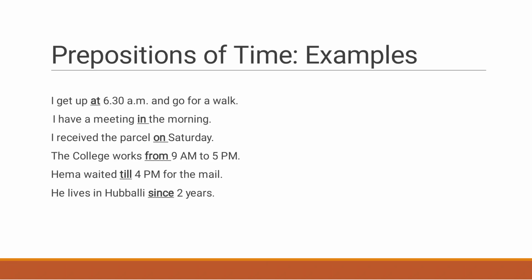Here are some of the exercises of prepositions of time. I get up at 6:30 a.m. and go for a walk. Now here the preposition at is used to tell the exact time by the clock. Next example, I have a meeting in the morning. Now morning is the part of a day, and if we want to mention this part of the day, the preposition used is in.